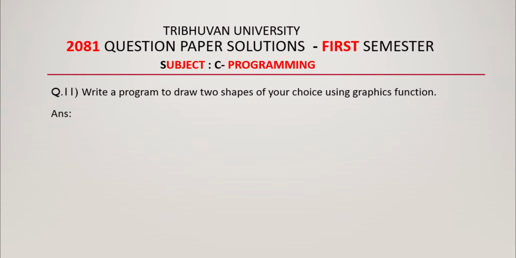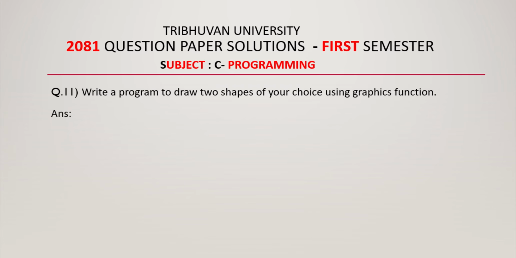Today, we are going to discuss a simple and fun graphics programming question from C programming. Write a program to draw two shapes of your choice using graphics functions. In C, graphics can be implemented using the graphics.h header file, which provides various built-in functions to draw shapes like circles, rectangles, polygons, and lines.